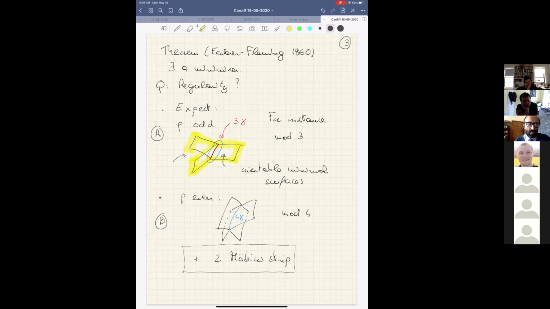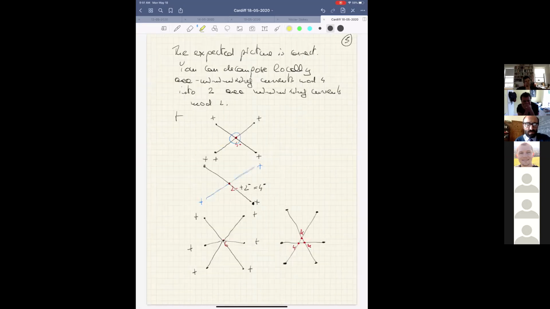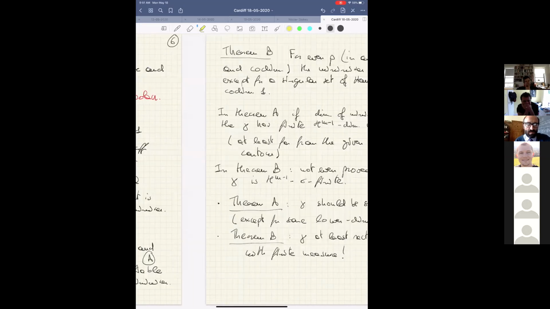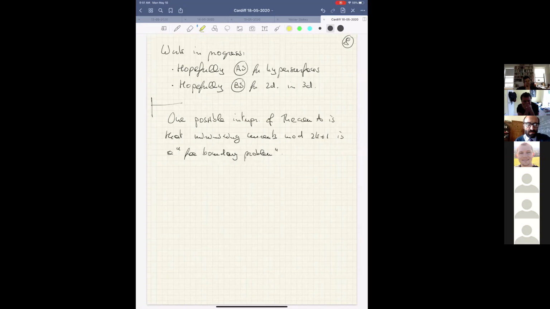For P even, it's a bit more complicated because you have the unorientable, orientable, and unorientable pieces, and you don't exactly know how they fit together. And that is also the reason why it's much harder to prove regularity in that situation. Okay, so let me go a little bit deeper into the regularity theorem and tell you even more about that.